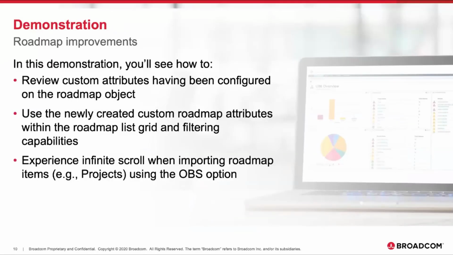So we're going to go to the demo right now. We're going to do a few things here. One is to review the custom attributes that have been configured on the roadmap object. We're going to use those within the roadmap list grid and filtering capabilities. And then last, we'll take a look at the infinite scroll and how that has been improved for the user to import investments, using projects as the example with the OBS option. So let me pop out of this.